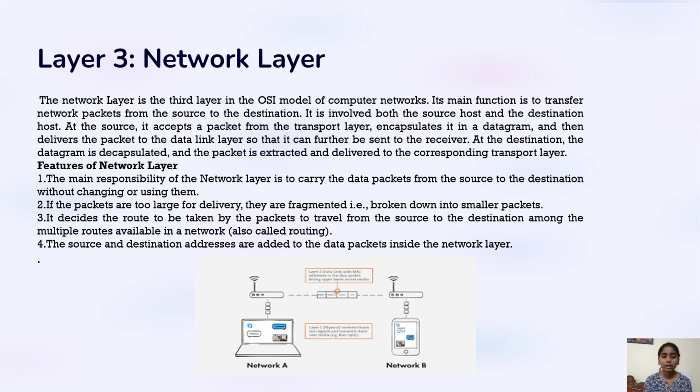At the source, it accepts the packet from the transport layer, encapsulates it in a datagram, and then delivers the packet to the data link layer so that it can further be sent to the receiver. At the destination, the datagram is decapsulated and the packet is extracted and delivered to the corresponding transport layer.